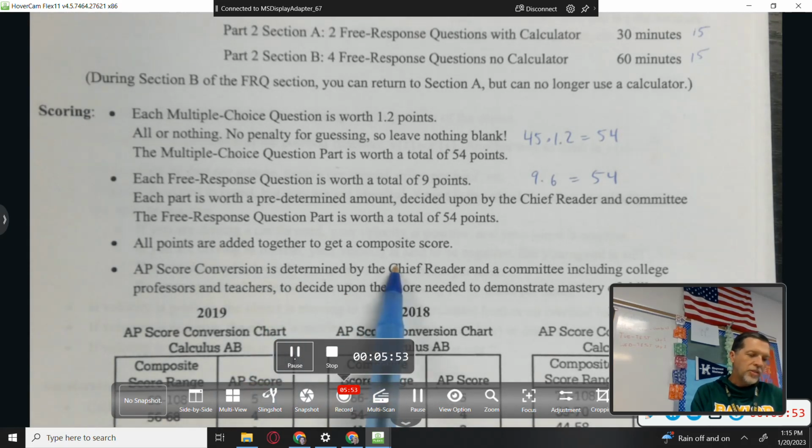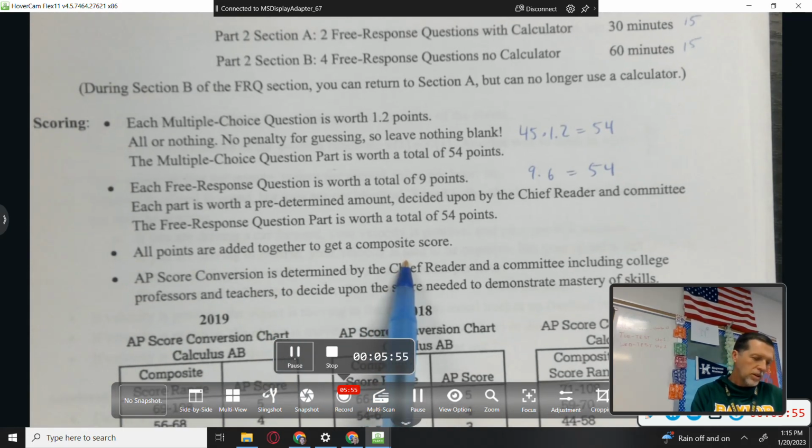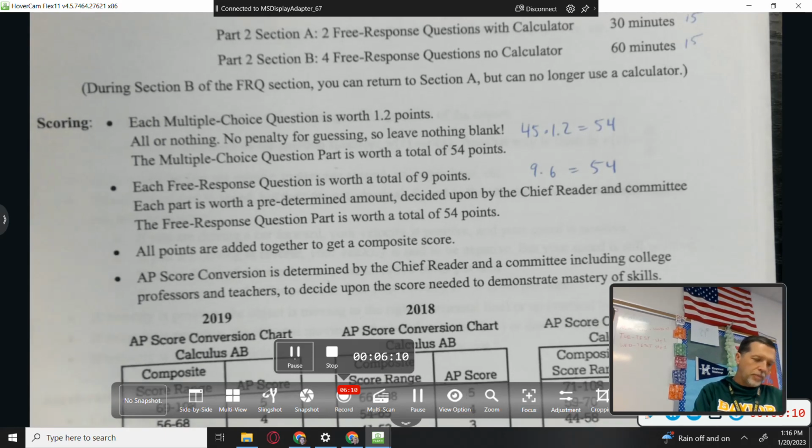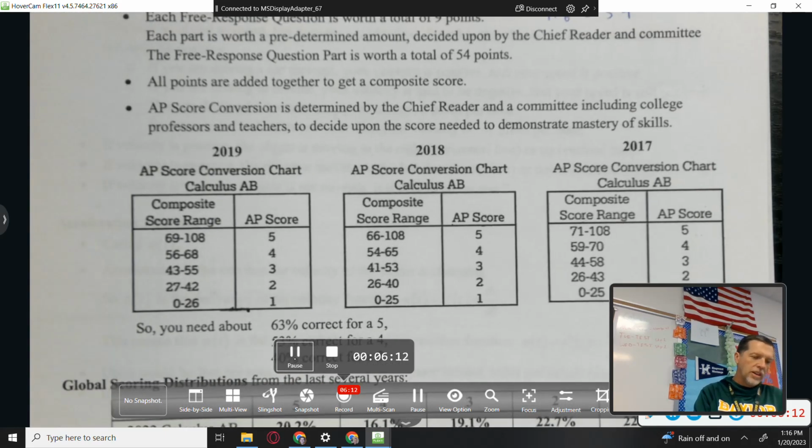They add those together to get a composite score, and then the AP score conversion is determined by the chief reader and a committee. Basically, they don't tell you ahead of time where the cutoff scores are. They do that after the fact. Here's the conversion score for the last few years.